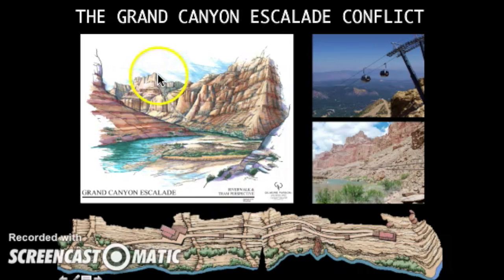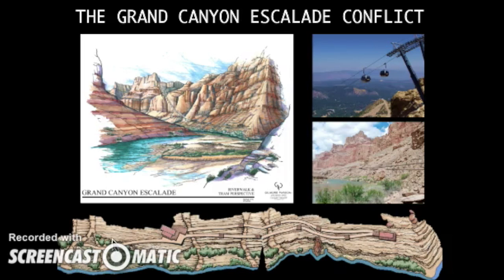On this page, I have shown images of the proposed Grand Canyon Escalade, and as you can see in this image, this is the gondola tram that would come down from the top of the Grand Canyon to river level, and down here is the proposed river walks that would follow the river along with an amphitheater, restrooms, and restaurants.